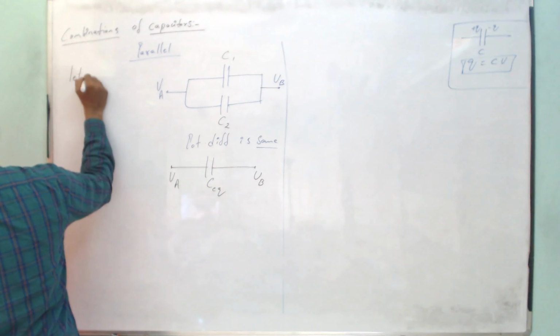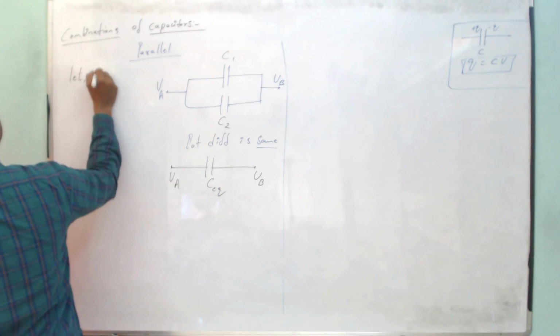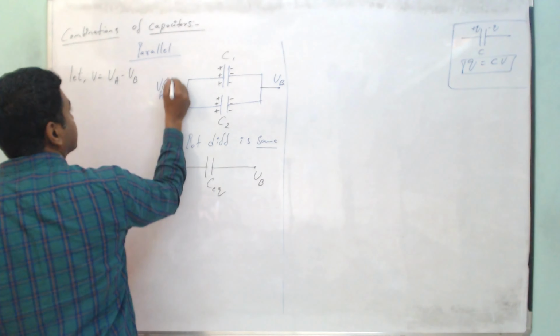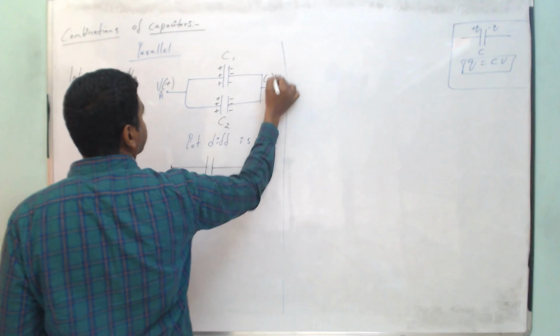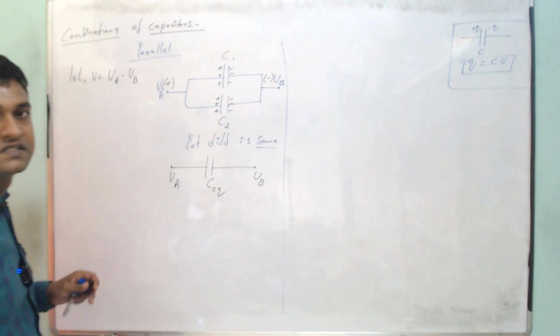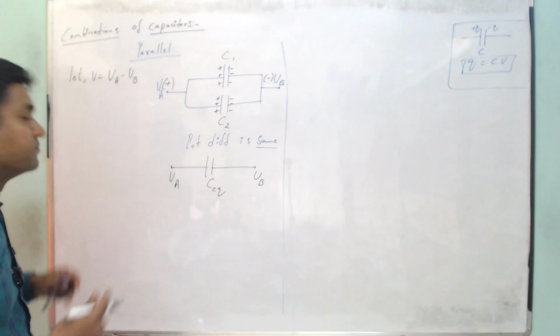Let V is equal to VA minus VB. Okay, so let us say this is the positive terminal, so positive charges are accumulated here, negative charges are accumulated here. Similarly for this one, that means I am saying VA is basically the positive terminal and VB is the negative terminal, correct? Therefore, here also I will have VA as my positive terminal and VB as my negative terminal.